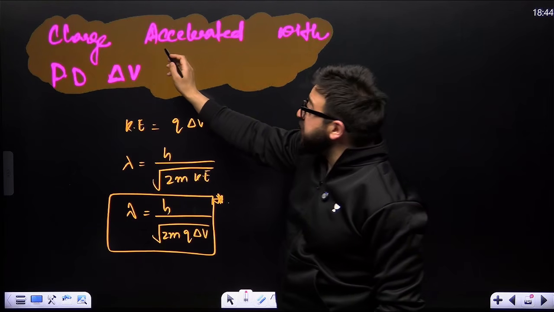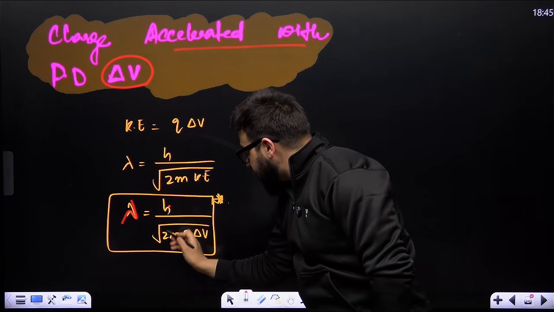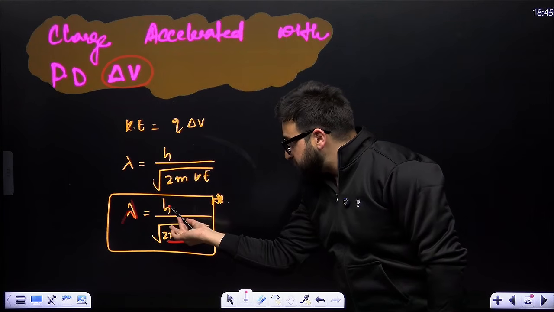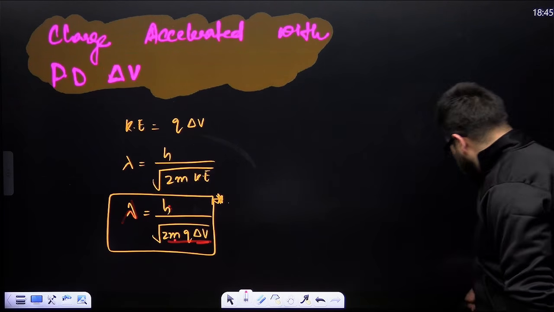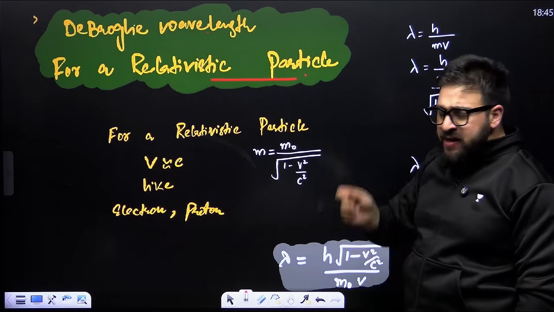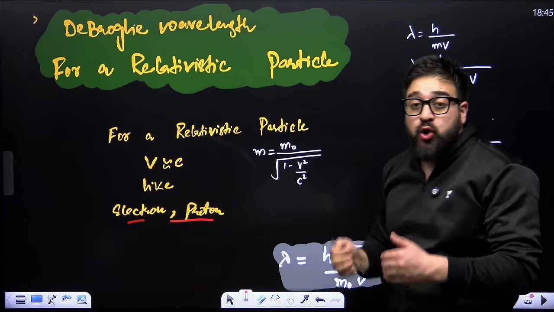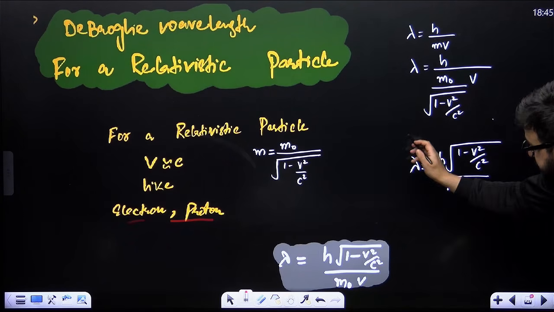Then de Broglie's wavelength for a charged particle accelerated under potential difference delta V is lambda equal to h upon the square root of 2 m q delta V. h is Planck's constant, m is mass, q is charge, delta V is the potential difference. Then, my dear NEET aspirants, de Broglie's wavelength for a relativistic particle. A relativistic particle is one having a speed approximately the speed of light, like an electron or proton moving with a very fast speed.